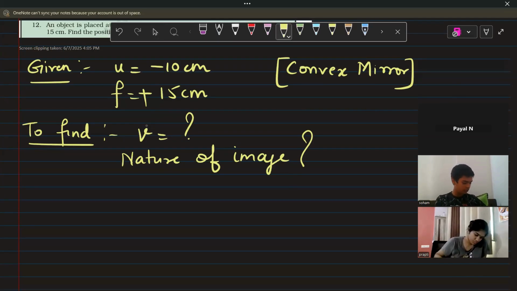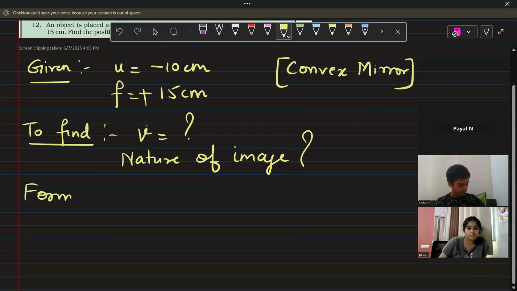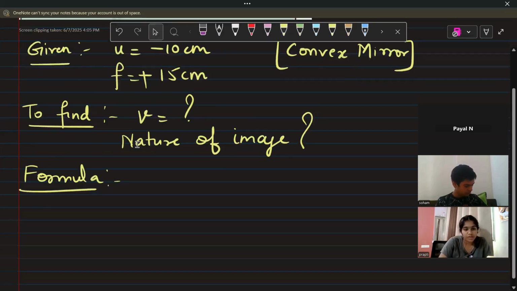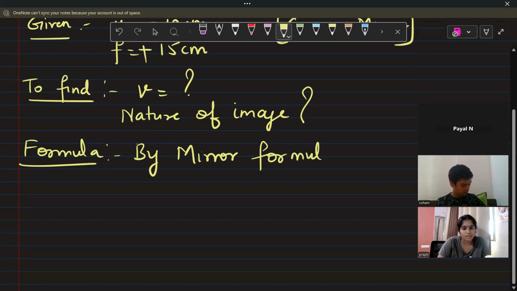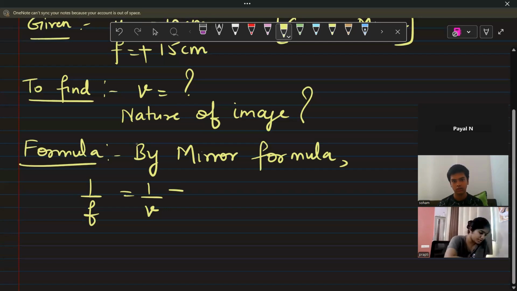What is the formula, Prapti, that you are going to use? One by v is equal to 1 by f plus 1 by u. Are you sure? Check what you said. Did she say correctly, Soham?